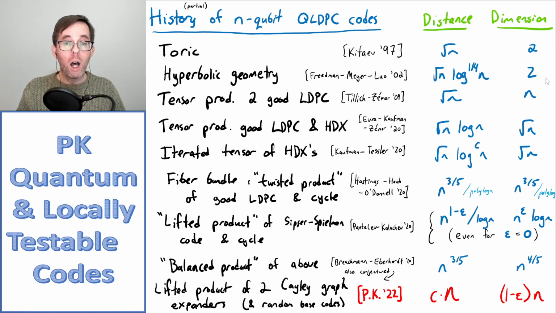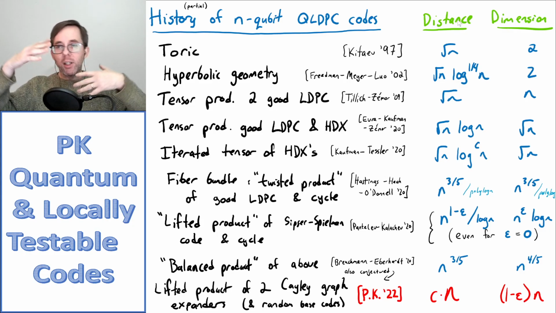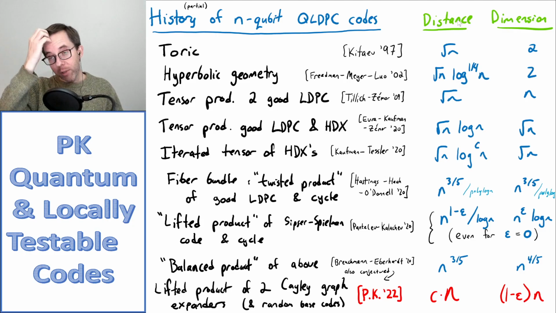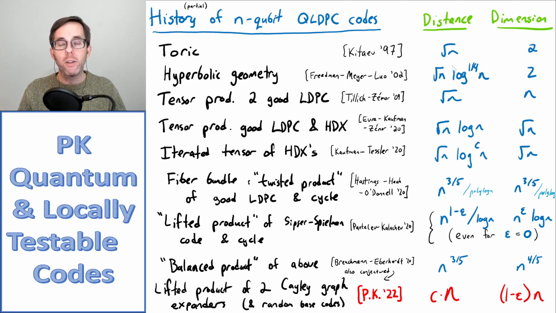Okay, so for a long time, actually, after 97, for 5 years, there was some thought that perhaps, in these quantum LDPC codes where everything needs to have a twin and this orthogonality property, you couldn't possibly have any distance bigger than square root n. But this square root n barrier was shown to be breakable by Freedman, Meyer, and Luo in 2002. They used a construction based on hyperbolic geometry. They got distance that was bigger than square root n by a polylog factor, and it also had dimension 2, I think. I hope I got all these details on this history slide correct, by the way, but I don't 100% guarantee it.